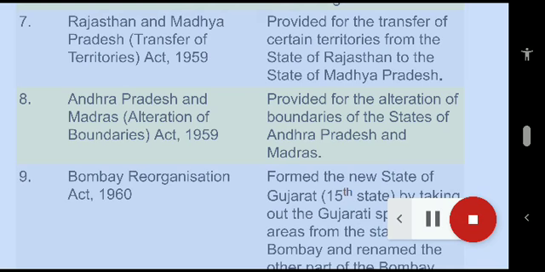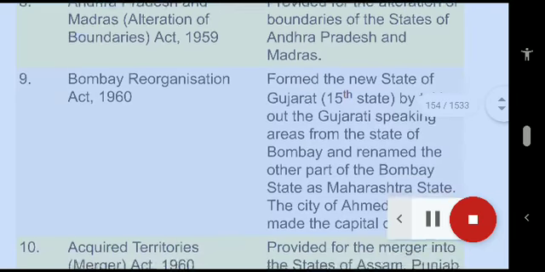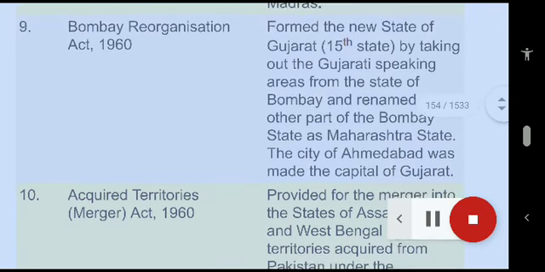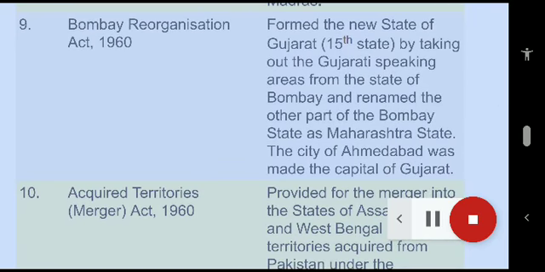Bombay Reorganization Act 1960 formed the new state of Gujarat, 15th state, by taking out the Gujarati speaking areas from the state of Bombay and renamed the other part of the Bombay state as Maharashtra state. The city of Ahmedabad was made the capital of Gujarat.